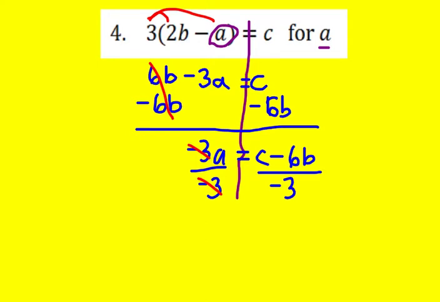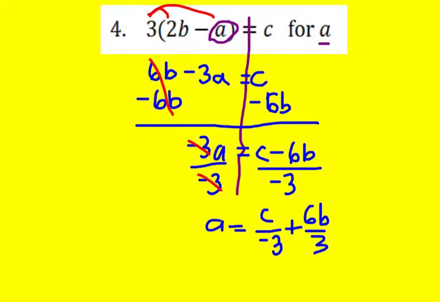So I can say that A equals c over negative 3. And then a negative divided by a negative would give us a positive. So that would be positive 6b over 3.